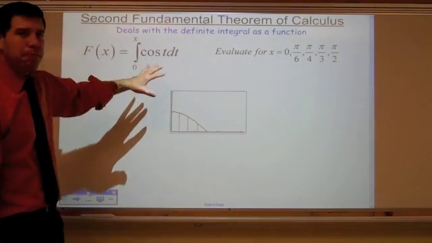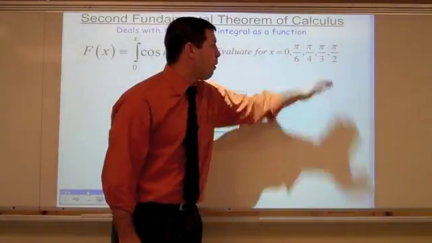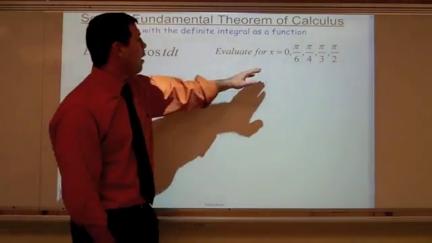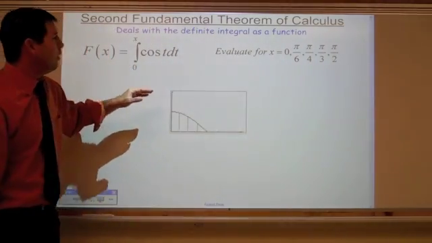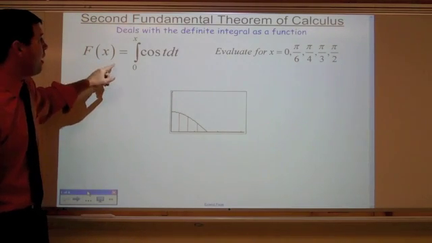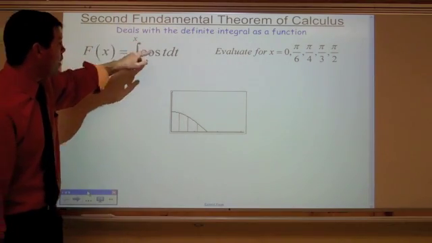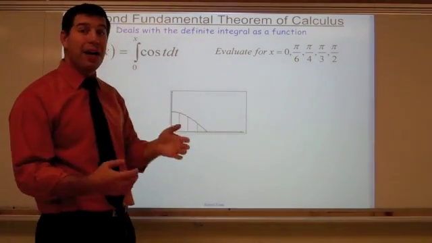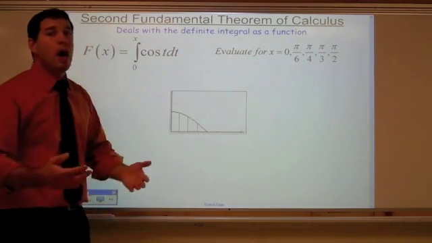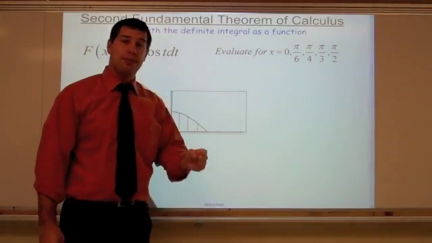So, let's plug in a few numbers. Evaluate this for x equals 0, pi over 6, pi over 4, pi over 3, and pi over 2. If you plug in 0 for x, then evaluate the definite integral from 0 to 0 of cosine of t dt, meaning the area under the cosine curve between 0 and 0. There is no area under the cosine curve, so F of 0 would be 0.